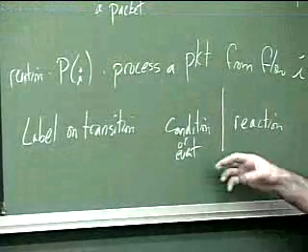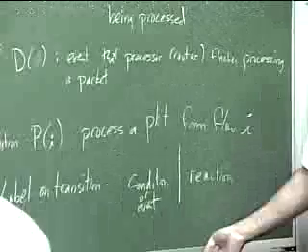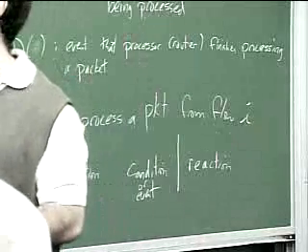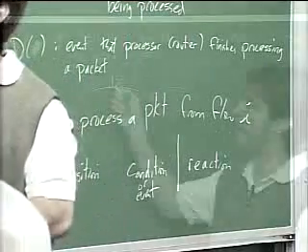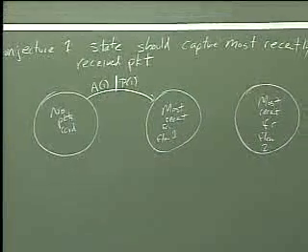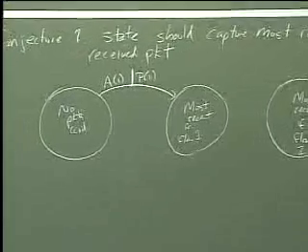Okay, so I'm going to label a transition with a condition or an event, and then a reaction. So this is saying that if I'm in the no packets received state, and I get a packet from flow 1, then I'm going to start processing that packet, and I'm going to move to this state because the most recent packet received was from flow 1.